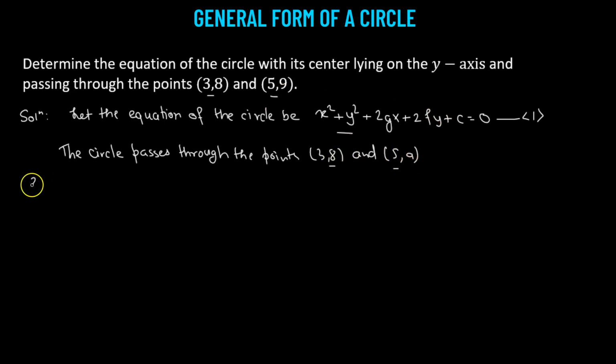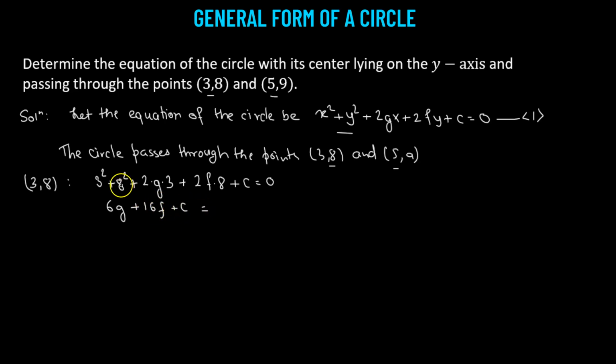So if we consider the point (3, 8), all we have to do is replace the value of x with 3 and the value of y with 8. So we will get 3 squared plus 8 squared plus 2 times g times 3 plus 2 times f times 8 plus c equals 0. So we get 6g plus 16f plus c equals, so we have 8 squared, that's 64, added to 3 squared, that's 9, so 64 plus 9 is 73. We'll transpose it to the right hand side to get negative 73.